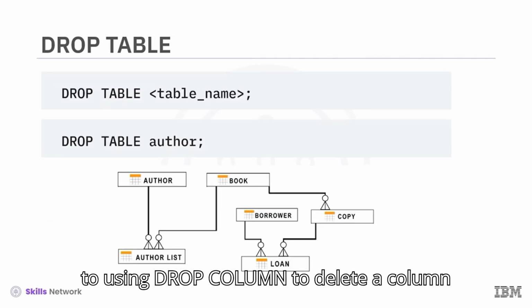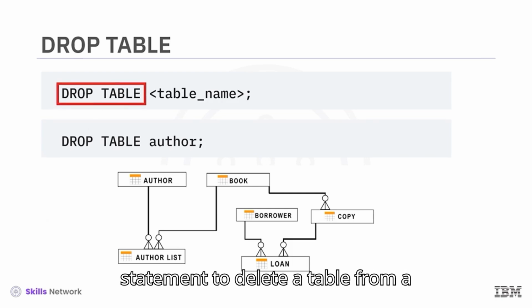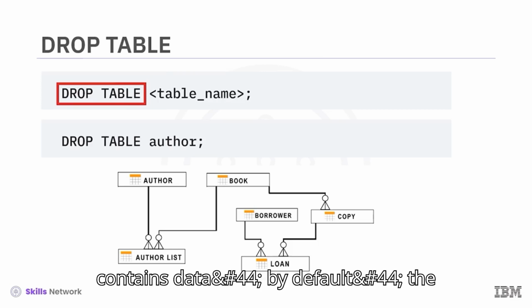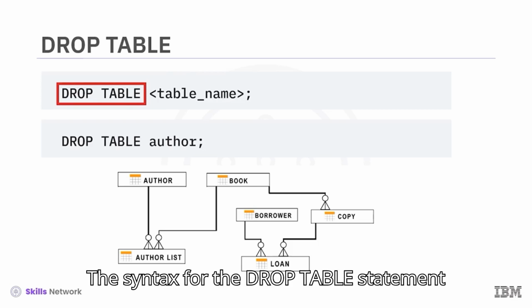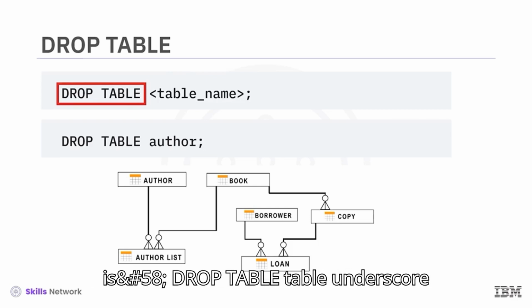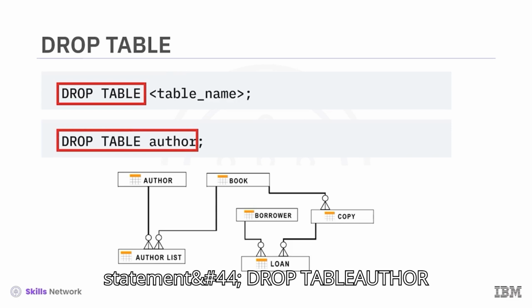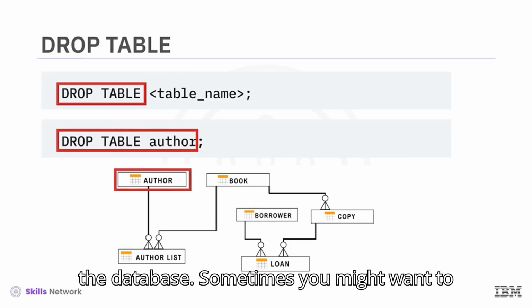Similar to using drop column to delete a column from a table, you use the drop table statement to delete a table from a database. If you delete a table that contains data, by default, the data will be deleted alongside the table. The syntax for the drop table statement is drop table, table_name, semicolon. So you use this statement, drop table author, semicolon, to remove the table from the database.